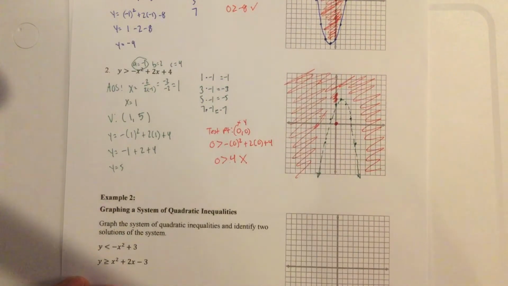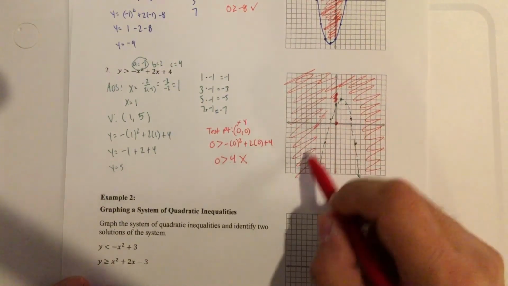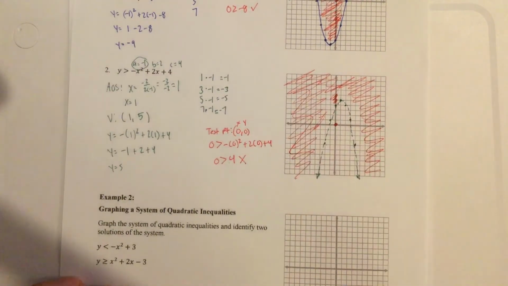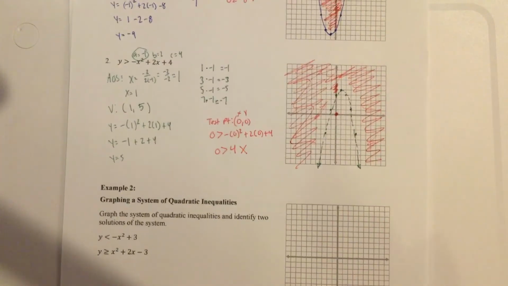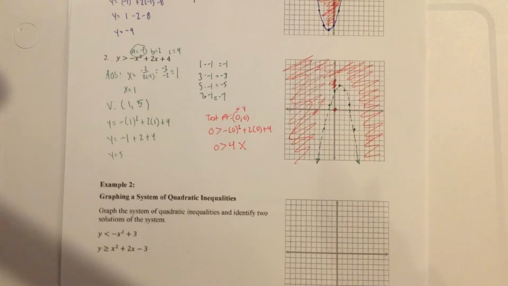That is not true. So therefore you don't shade inside of the parabola, you shade on the outside, which happens to be where I shaded originally. So there's your solution. All right, and to verify this, once again, you can type this into Desmos to double check to make sure it does work.